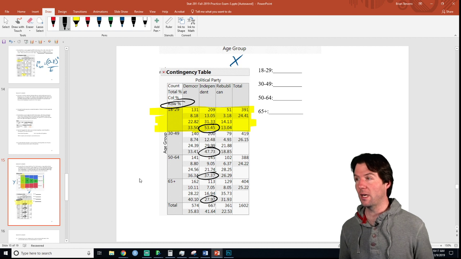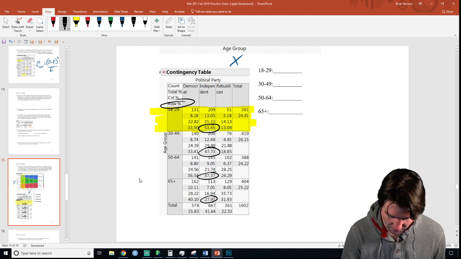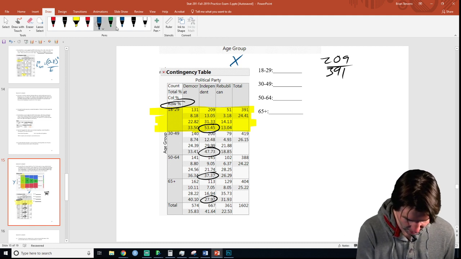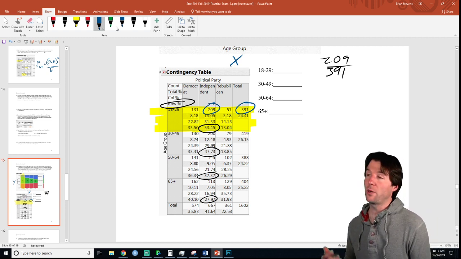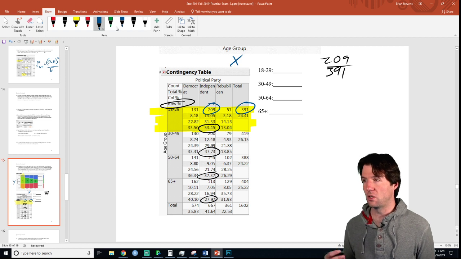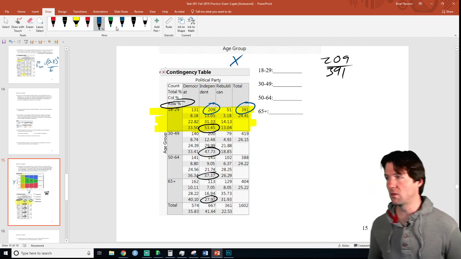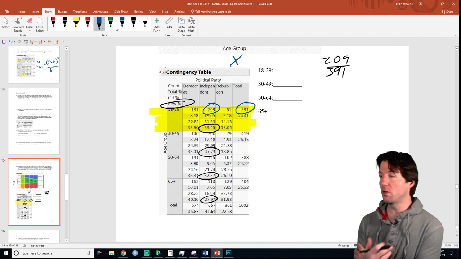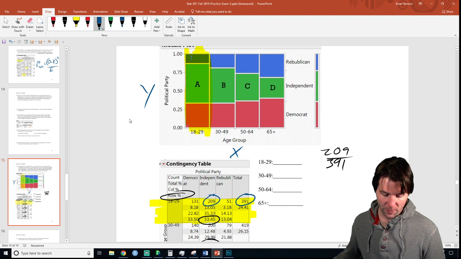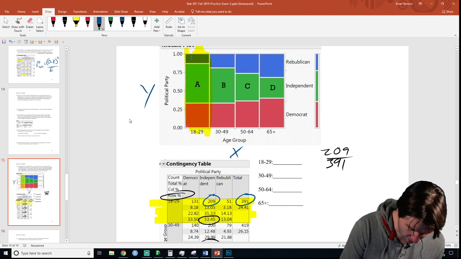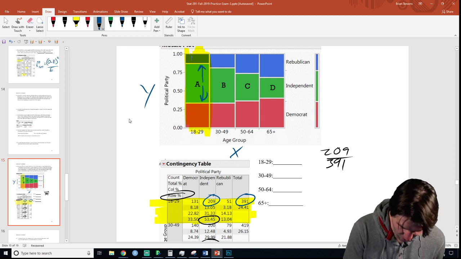They can be found another way. You could do the mathematical solve. You could say 209 out of 391, because in the 18 to 29 age group, there are 209 out of 391 independents. So you could solve it that way, or you could use the output. There are a few ways to solve it. What I want you to think about is, does this look to be around 53%?